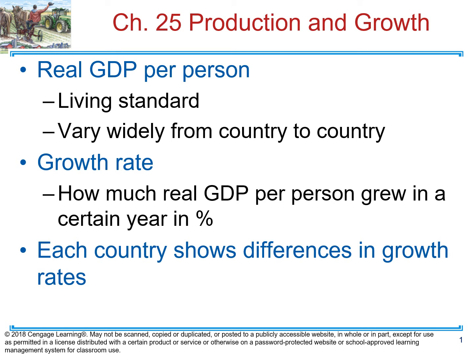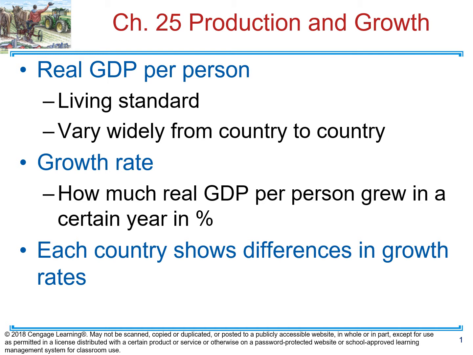In chapter 25, we discuss production and economic growth. Real GDP per person shows a living standard. The level of real GDP per person is widely different from country to country. Well, we'll discuss growth rate.